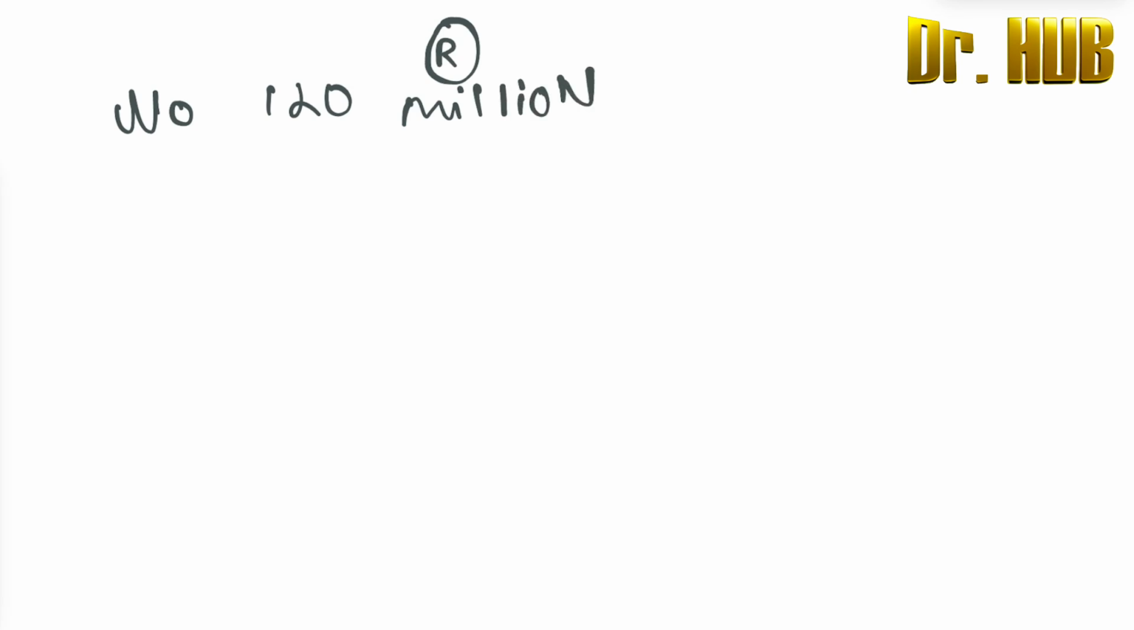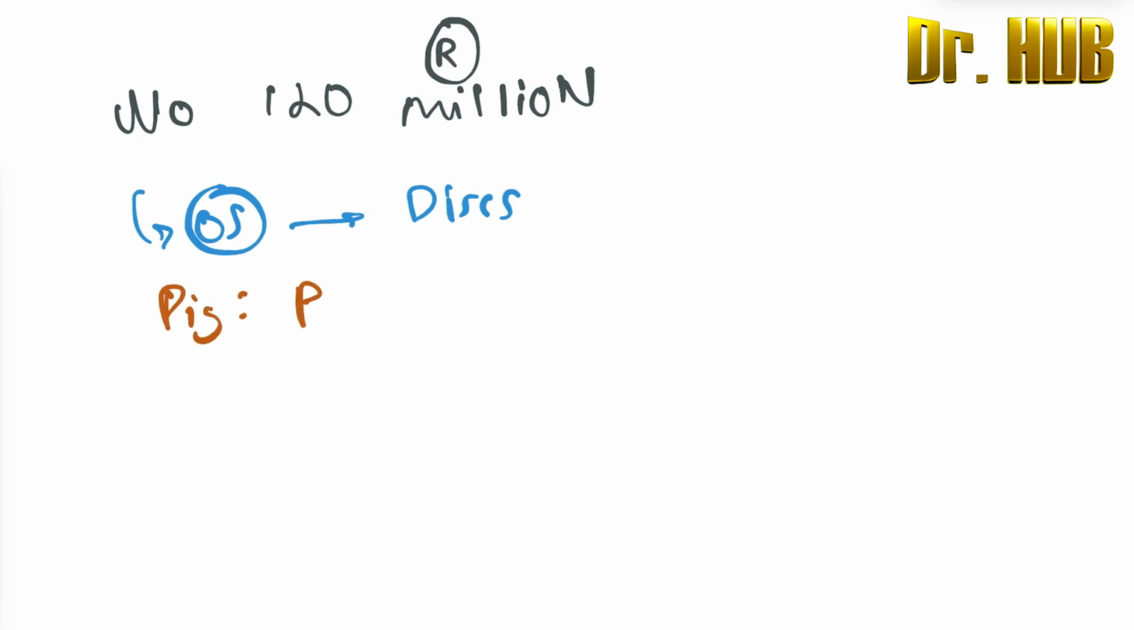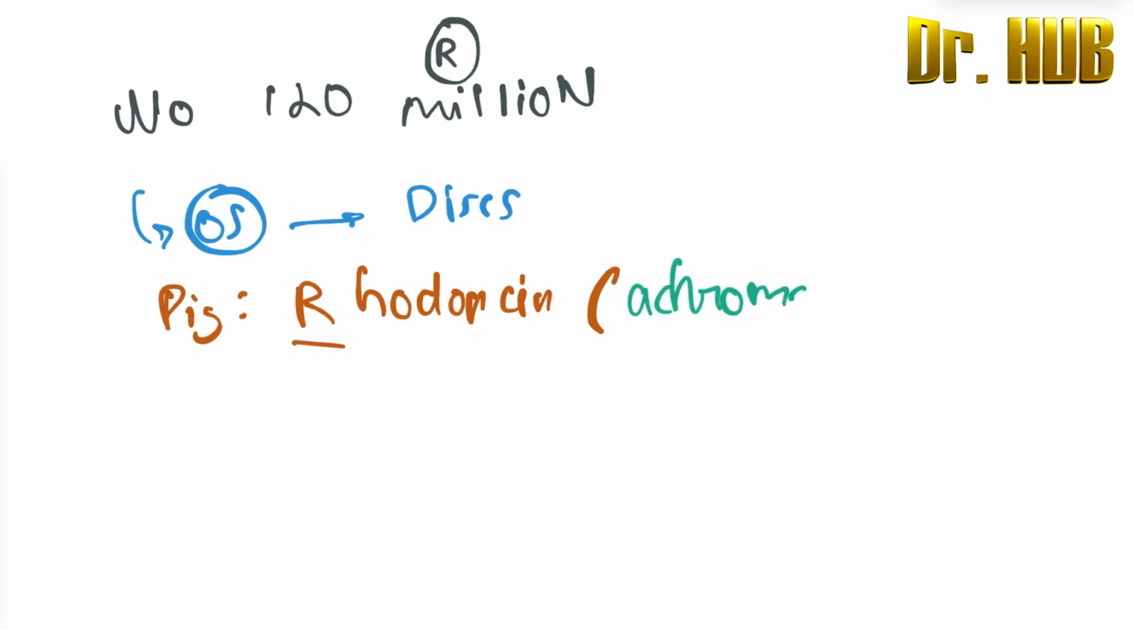And next, what is the outer segment? The OS, that is the outer segment, includes the discs. Next is pigment. The pigment will be rhodopsin. Rods are for R, so it is rhodopsin. Rhodopsin is concerned with the achromatic vision. So what is the wavelength of the rods?